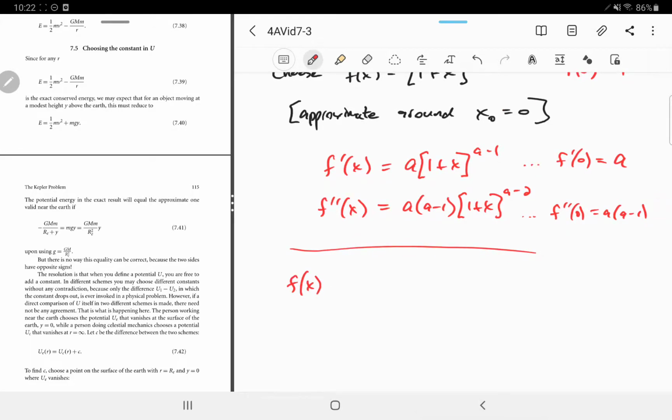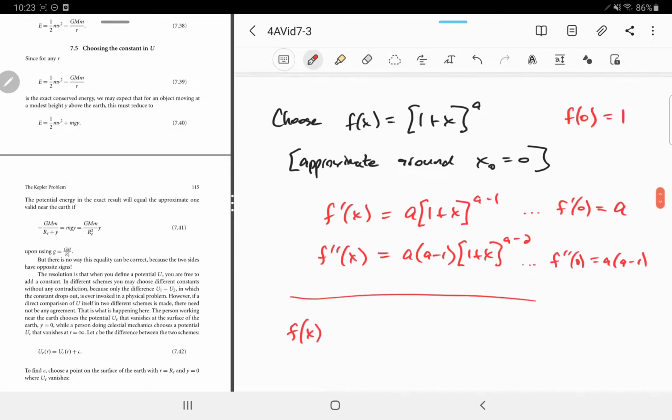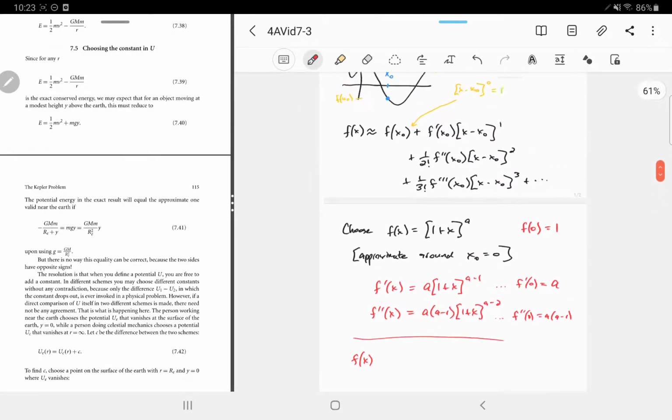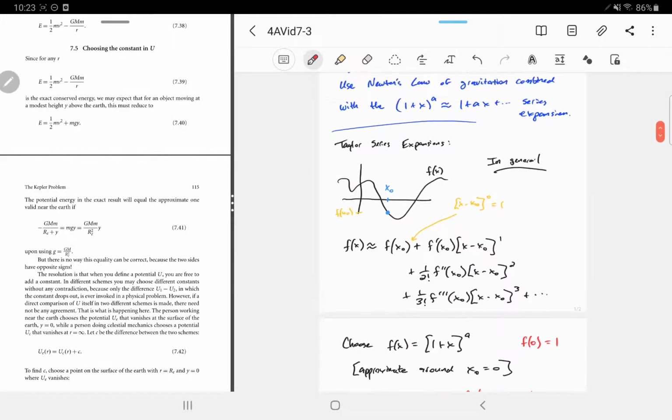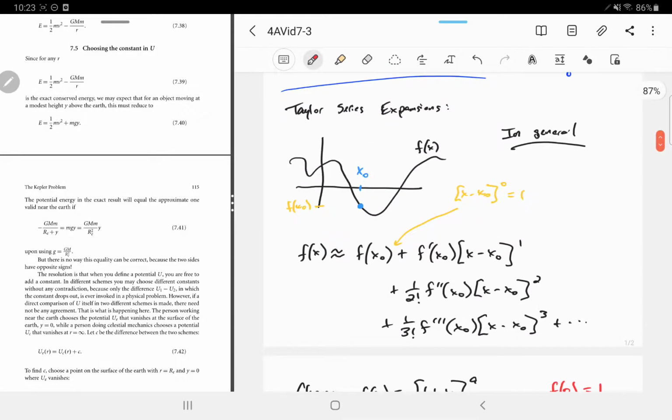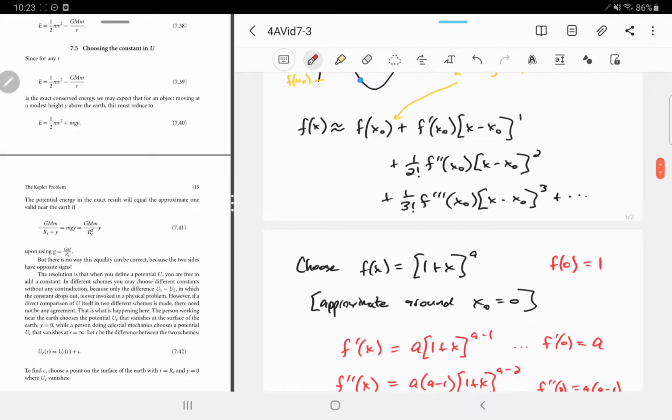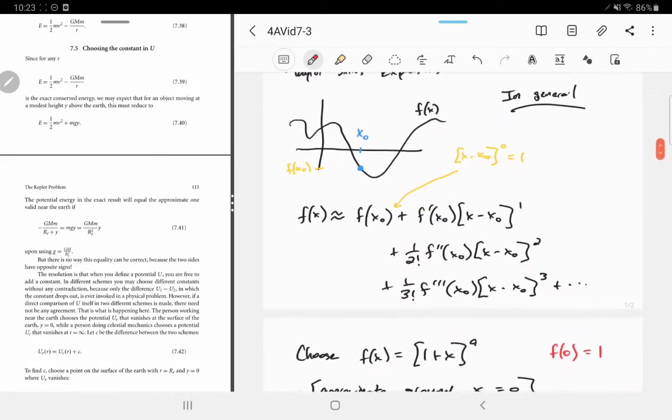So what the Taylor series expansion says, and actually you might hear the term in your calculus class, you might hear Maclaurin expansion. So if you're expanding about a point and x naught is equal to 0, that's called Maclaurin series. But in general, you can expand around any point. That's called Taylor series.